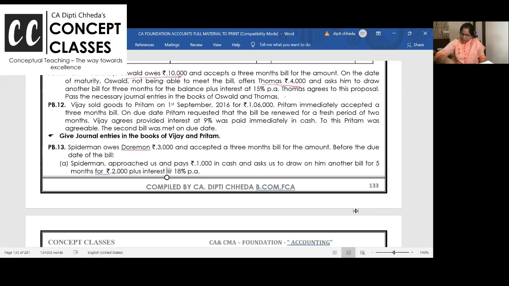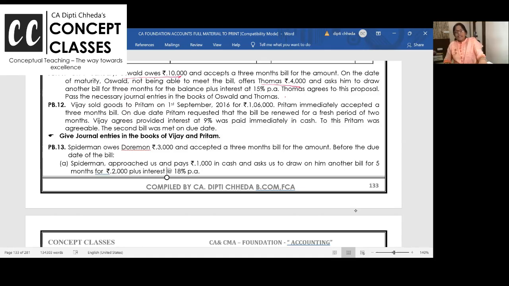ठीक है. On due date, Preetham requested that the bill be renewed for 2 months. Sorry, I am not having money. Please renew the bill. ठीक है. Renew करेंगे bill को. Vijay agreed to provide interest in cash. Now see, last problem part payment was done in cash. Here interest is given in cash. To this Preetham was agreeable and the second bill was met also on due date.